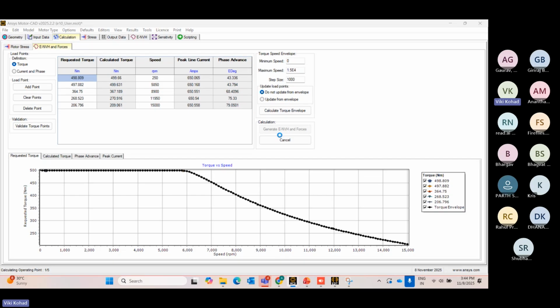Forces means here only the radial force is there. So it will calculate those radial force values, and on the basis of that radial force we will see the results: how the natural frequency graphs look, how the modes are, and how the shapes of those modes look. On the basis of mode and the different space orders, we will see how the natural frequencies vary.